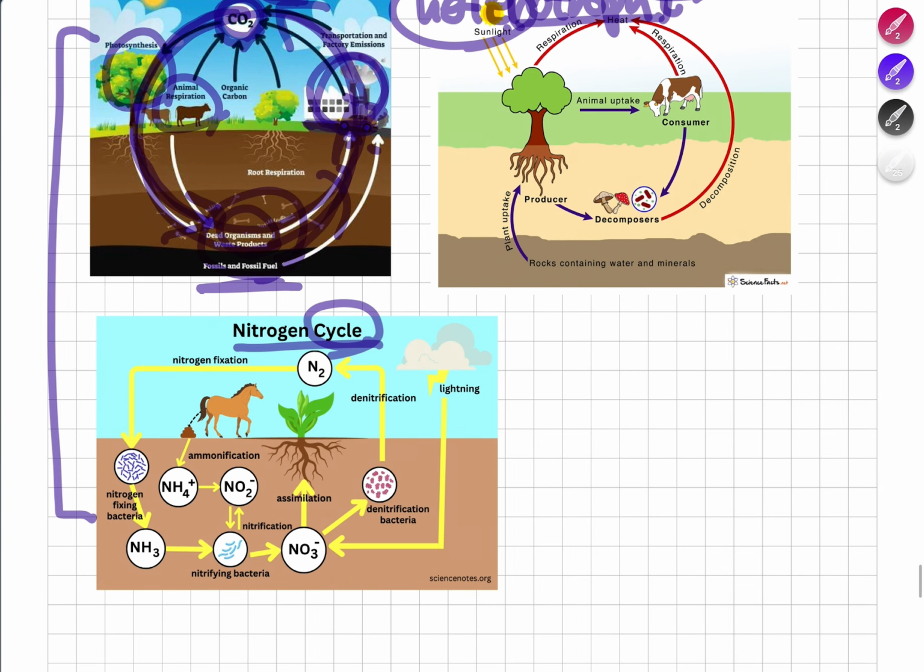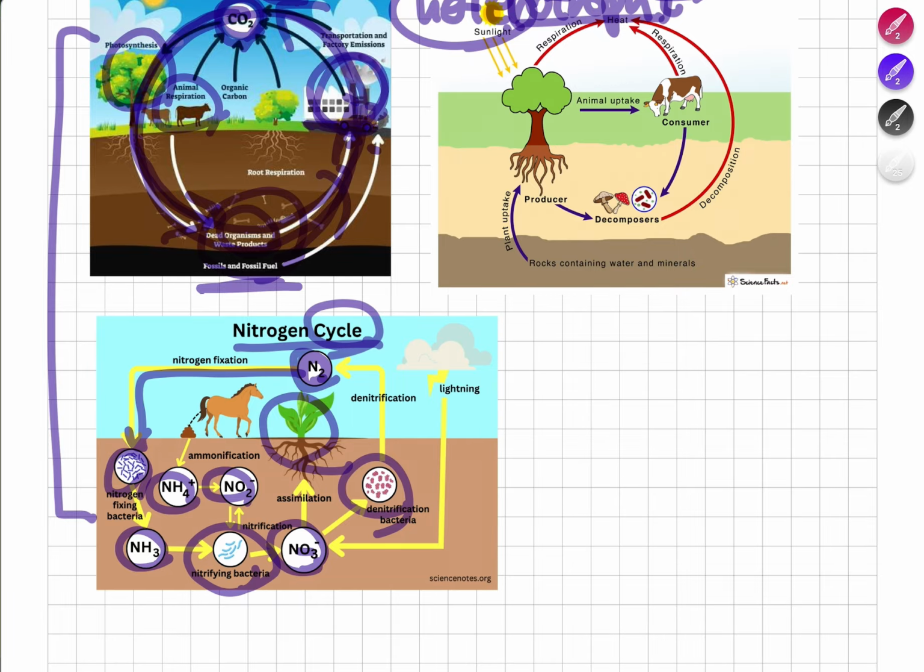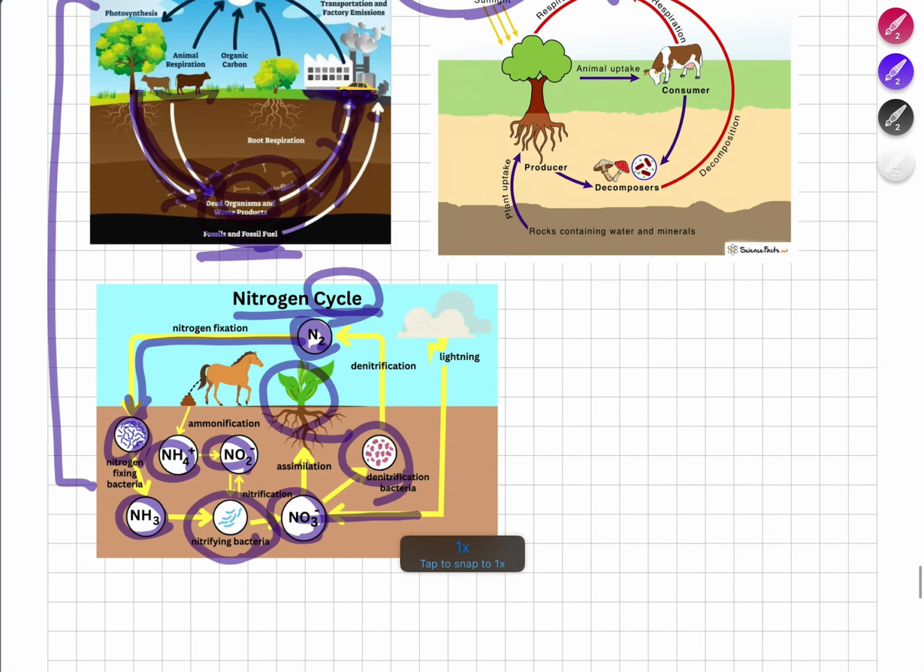In the case of the nitrogen cycle, plants and organisms need nitrogen to sustain their lives. And nitrogen in the form of N2 is very hard to use, so it gets fixated and turns into different forms in order for the plants or bacteria to be able to use.